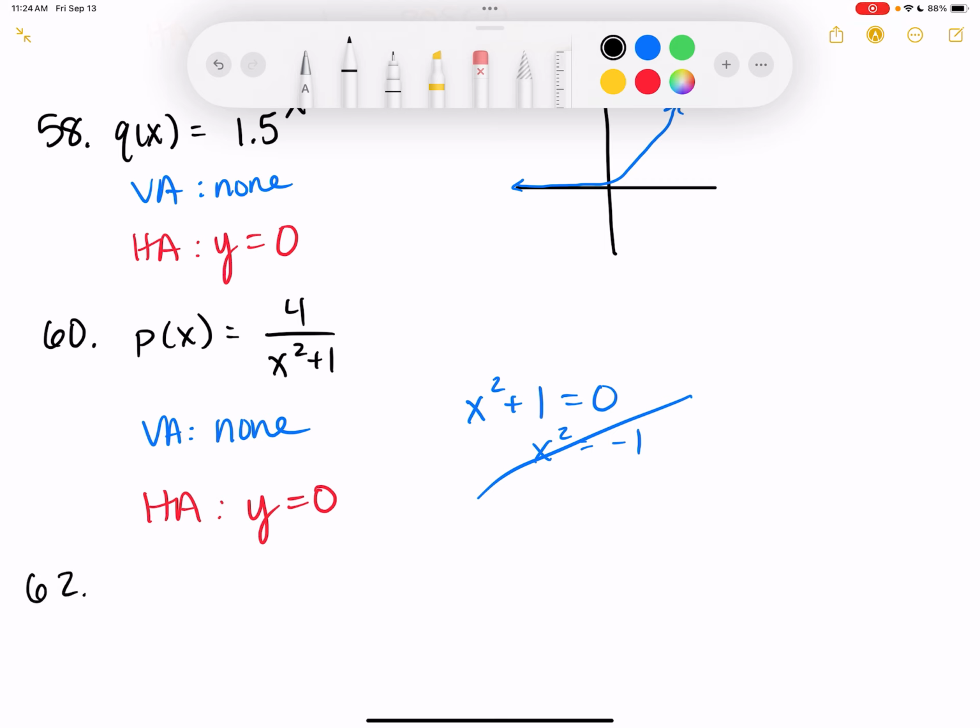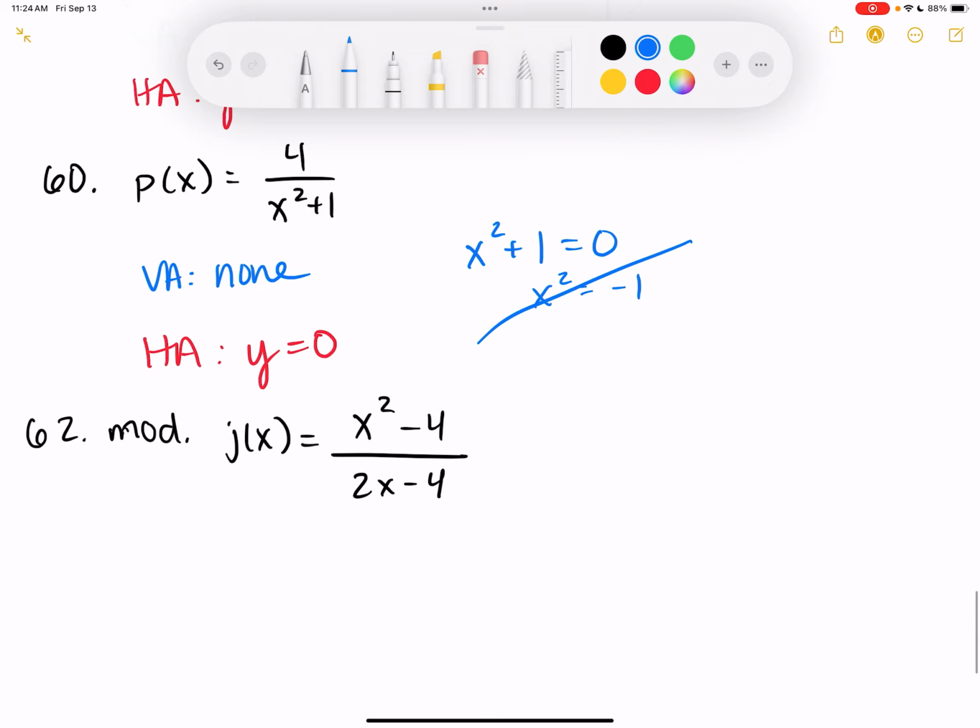Number 62. I'm going to modify this one because I want us to see something that we didn't see in the other ones. J of x equals x squared minus 4 over 2x minus 4. So I set the denominator equal to 0. 2x minus 4 equals 0. 2x equals 4. So x equals 2. So I have a vertical asymptote at x equals 2.